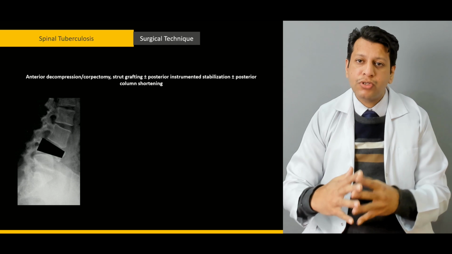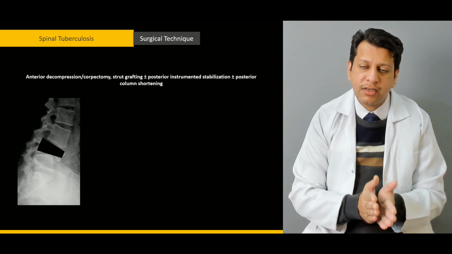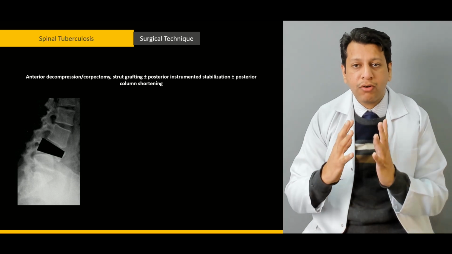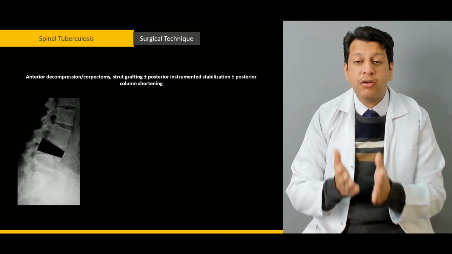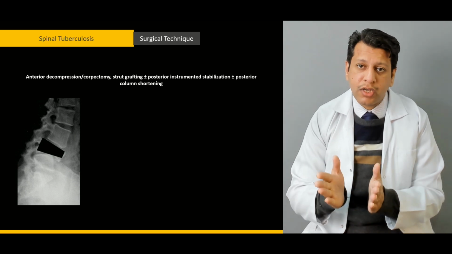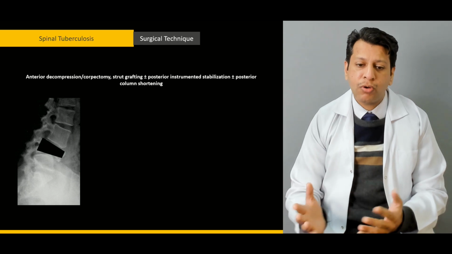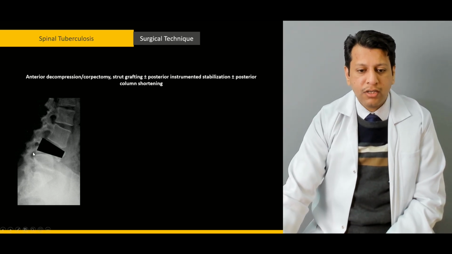So for your surgery to be successful, yes, you need to take out the infection, you need to do all the debridement, you need to take out all the necrotic tissue, but you need to stabilize the spine well enough so that the post-operative recovery of the patient is good and there is no collapse of any of the columns. So this is what I'm talking about.